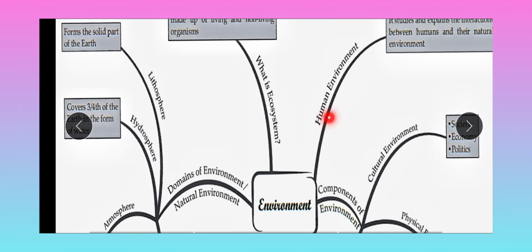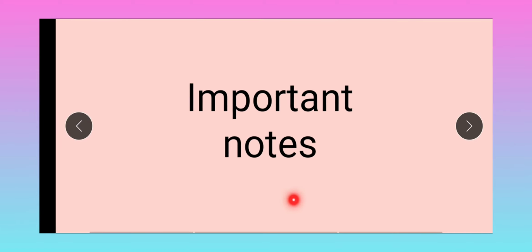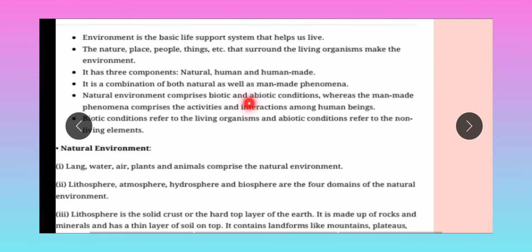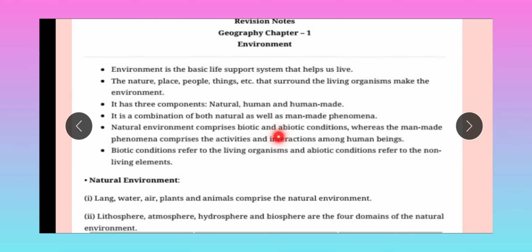Then human environment. It studies and explains the interaction between humans and their natural environment. In a human environment, natural resources are used and modified by humans to create an environment, and that is called the human environment. Next one, important notes. Chapter 1, Geography, Chapter 1, Environment.